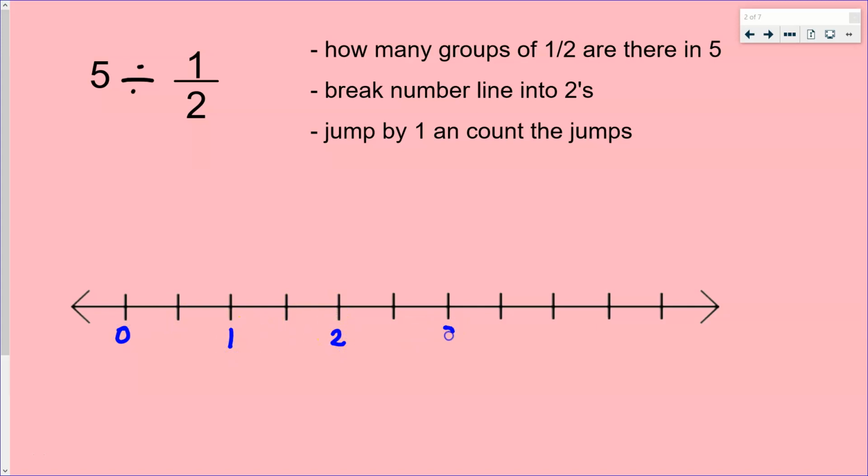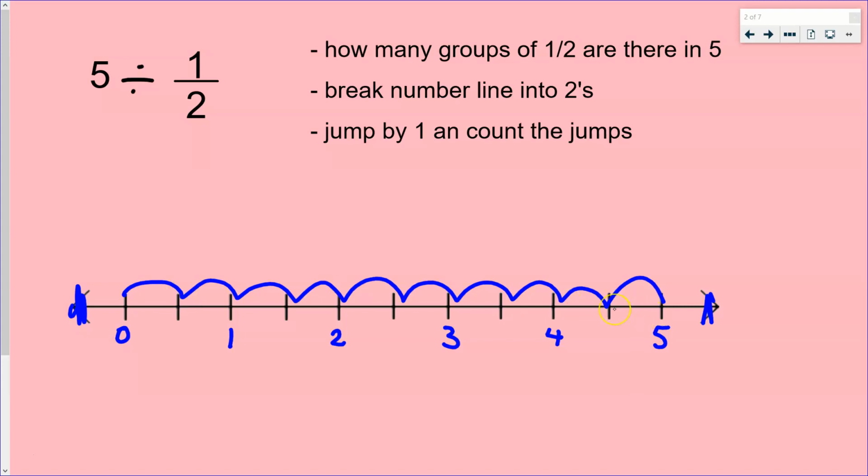2, 3, 4, 5. I couldn't find a number line that didn't have these arrows, but normally you wouldn't put those on there. Okay, so now we're going to break it in 2, which we did, sorry, and then we're going to jump by 1s and count the jumps. Break it in 2 because of this, jumping by 1s because of this. So, jump, jump, jump.